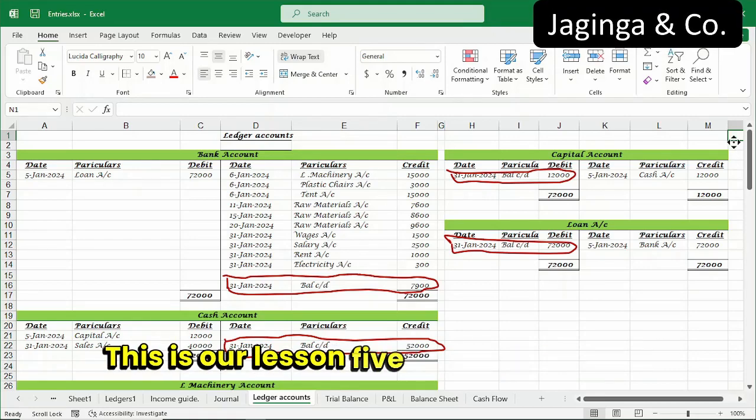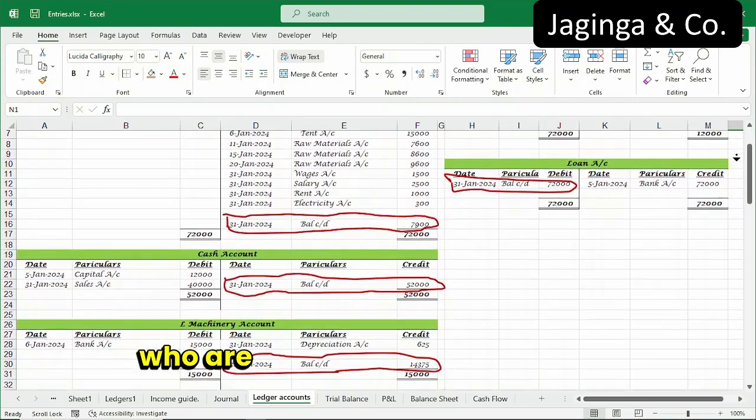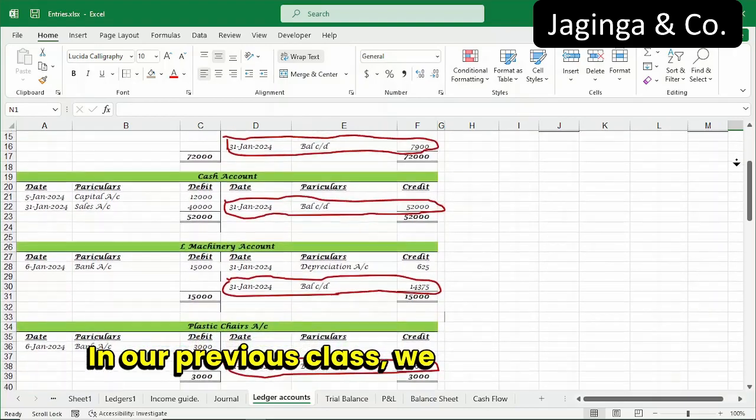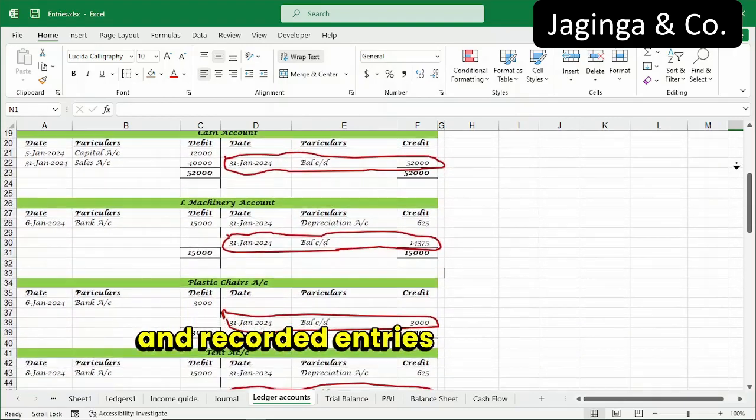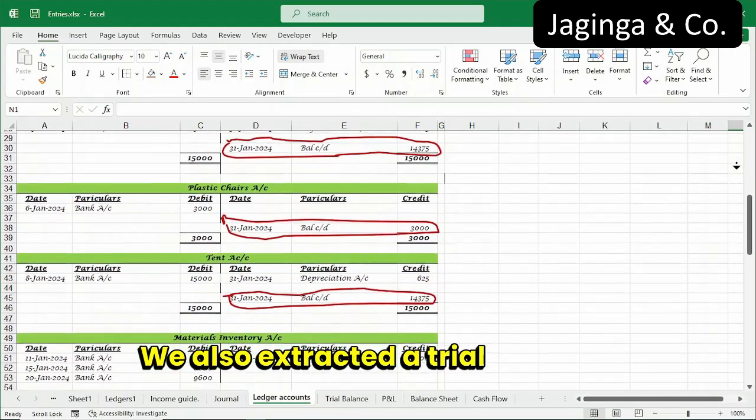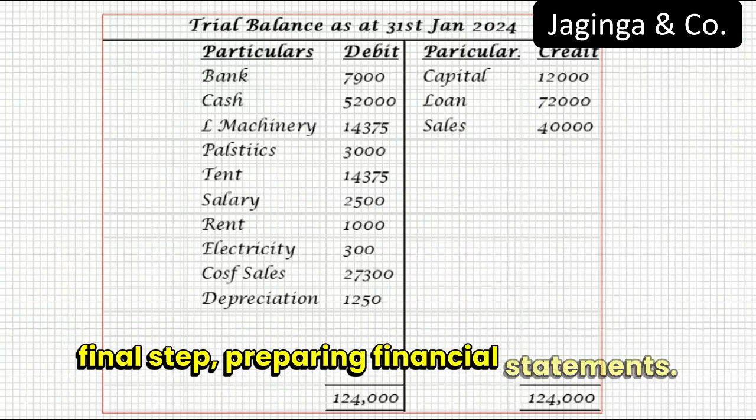This is our Lesson 5 since we started, and pat yourselves on the back for those who are consistent in our lessons. In our previous class, we passed journals and recorded entries in our ledger accounts. We also extracted a trial balance. Now we need to go to the final step, preparing financial statements.